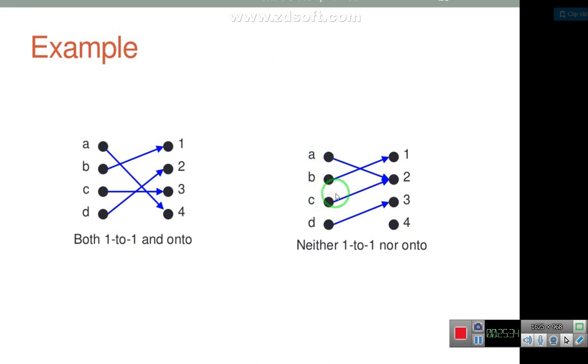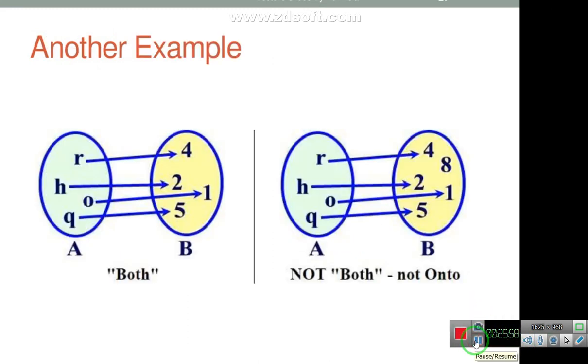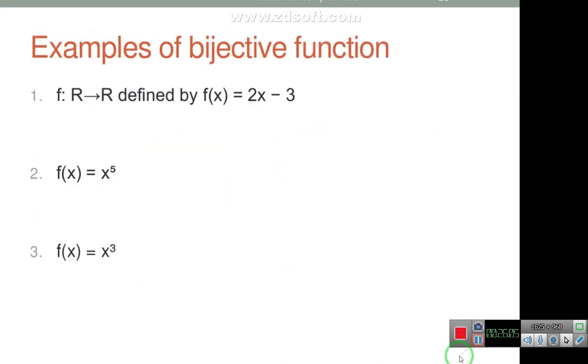Here two values are used for the same codomain element, so it's not one-to-one. It's also not an onto function. If this value 4 was used for someone, there is still an issue, because we told you for one-to-one that the image will be unique. So that's why this is not a bijection. This is another example. This is both one-to-one and onto, so that's called a bijection. This is not a bijection.